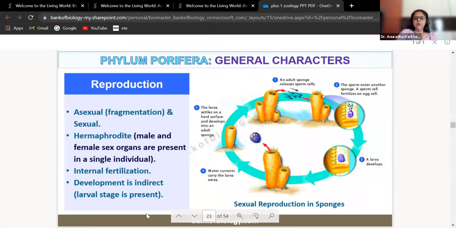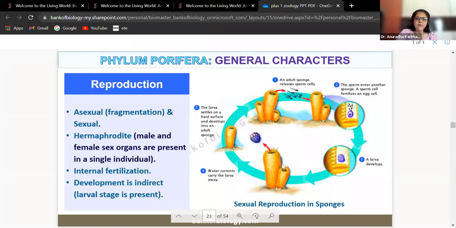See, an adult sponge releases sperm cells. The sperm cells enter another sponge. A sperm cell fertilizes the egg cell. You can see this is the egg cell, this is the sperm cell. They are fertilizing. A larva develops. Correct? Water current carries the larva away. The larva settles on a hard surface and develops into an adult sponge. So it's not simple, the sexual reproductive cycle here.